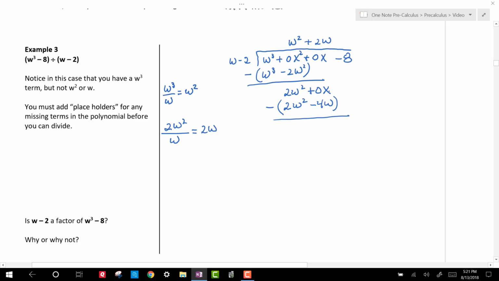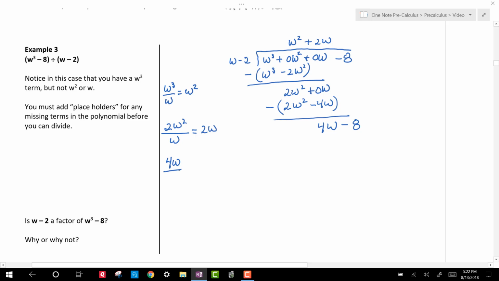I get 0w plus, whoops, I got x's and w's in here. Geez, I'm messing all these up, aren't I? Did you catch that earlier? All right, so these should have been w squareds and w's and a w here. How's that? Does that look better? All right, you got the idea, right? So I have 0w plus 4w, which is 4w. I've dropped down the last term, which is minus 8, and I do it one more time.